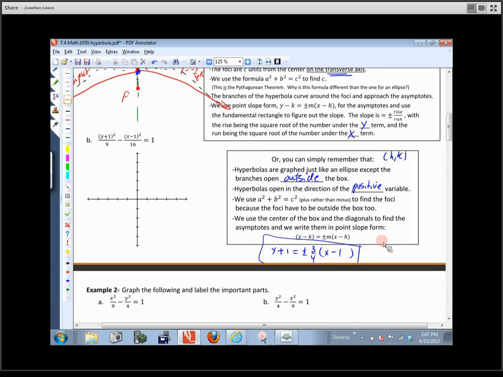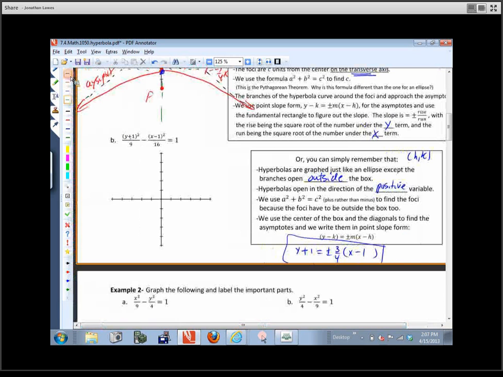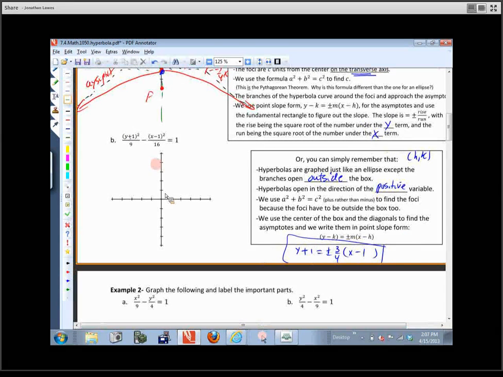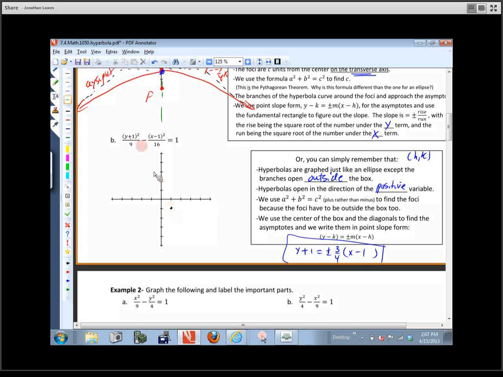We're going to go ahead and graph this now. We'll confirm we got it right in just a second. Where's the center? Grab the x, 1, negative 1, so we're right here. How far are we going to go in the y direction? 3, 1, 2, 3, 1, 2, 3. How far in the x? 4, 1, 2, 3, 4, 1, 2, 3, 4. And then we draw the fundamental rectangle.